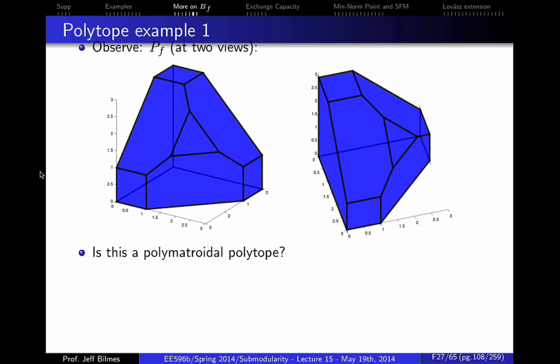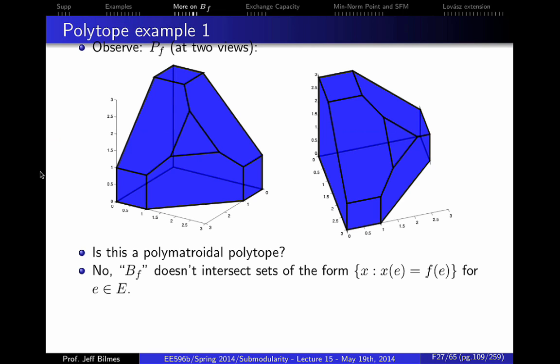And in fact, you can get this by, right, so here's the statement. This base in this polytope doesn't intersect, say, x such that x of e is equal to f of e, which would be these faces. Like, here's one face, here's one face here. That plane, the one that's intersecting here. Or this plane, the one that's intersecting that guy. You can see that the base doesn't intersect any of those guys. So therefore, this is not a submodular polytope.